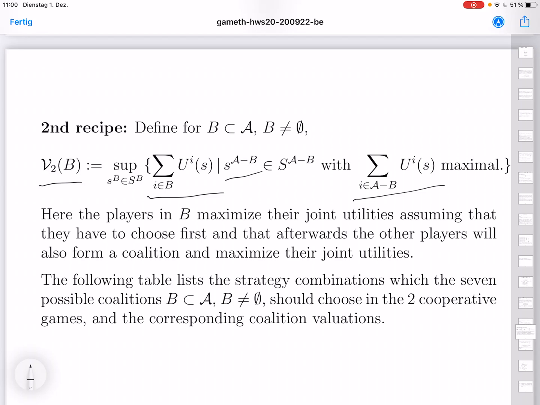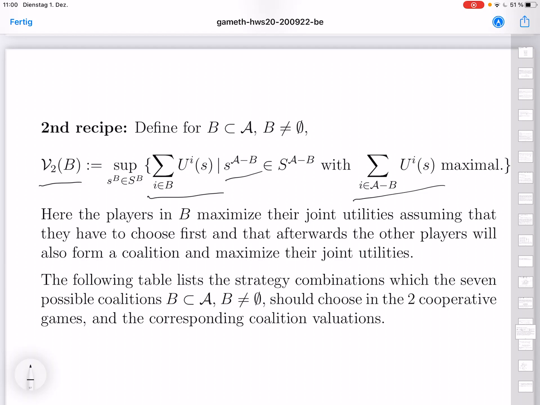And again, the players in the coalition B know that. So a priori, they have to find the best partial strategy combination in order to maximize the sum of their utility values. So this is how this coalition value V2 of B arises for any coalition B.